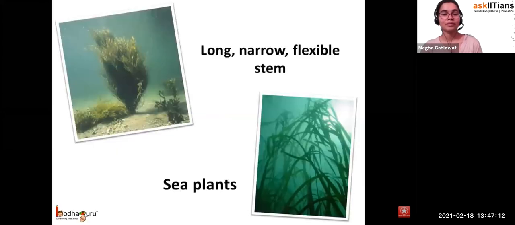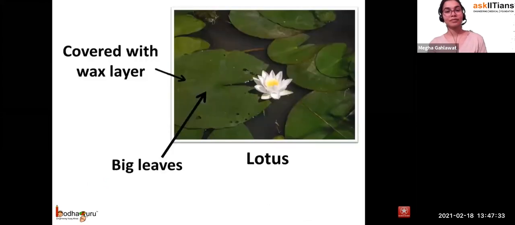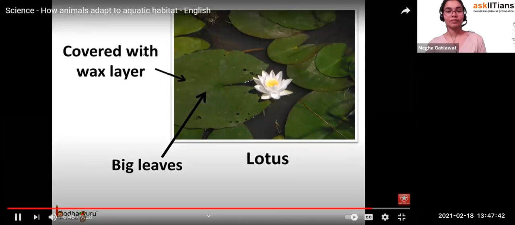In the aquatic plants, the underwater stem and the leaves are long and narrow so that the plant can withstand even the strong water currents and don't break easily. The floating plants have air chambers which help them to float. For example, the water hyacinth. The leaves of the floating plants are big and they have the waxy covering which make them waterproof. For example, the water lily, lotus.